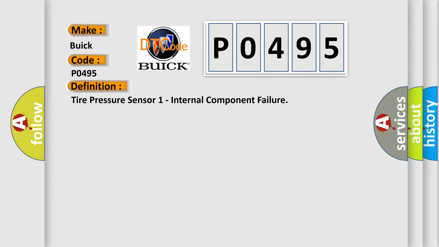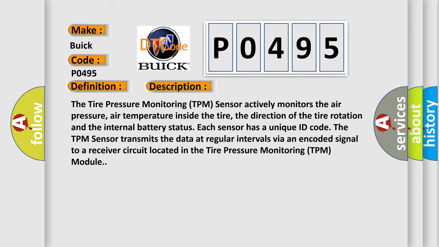And now this is a short description of this DTC code. The tire pressure monitoring TPM sensor actively monitors the air pressure, air temperature inside the tire, the direction of the tire rotation and the internal battery status. Each sensor has a unique ID code. The TPM sensor transmits the data at regular intervals via an encoded signal to a receiver circuit located in the tire pressure monitoring TPM module.